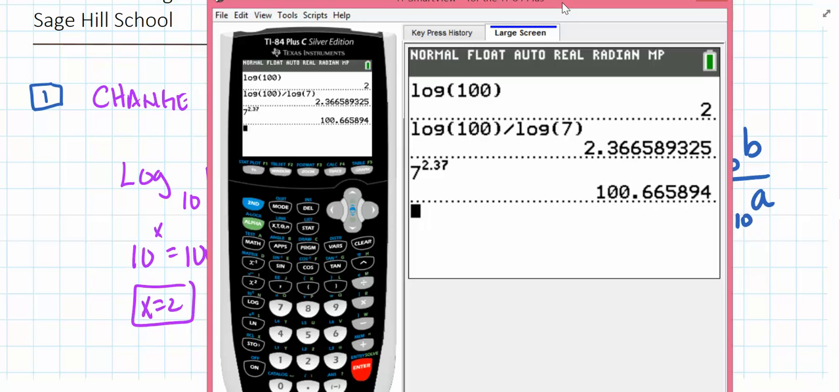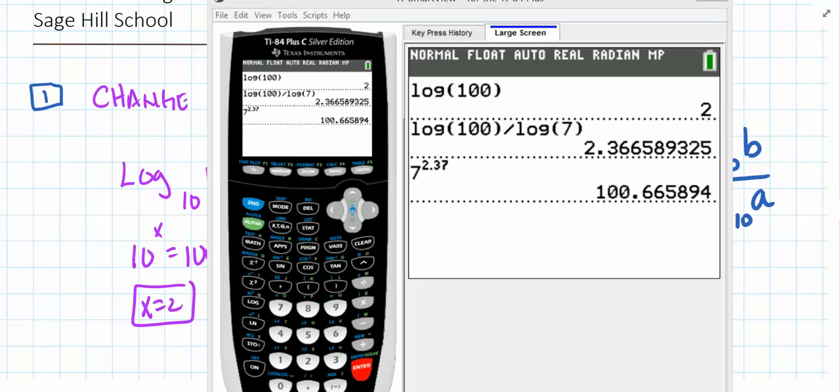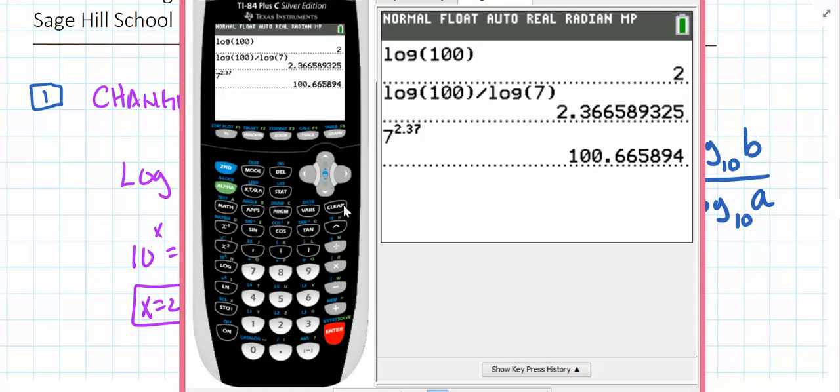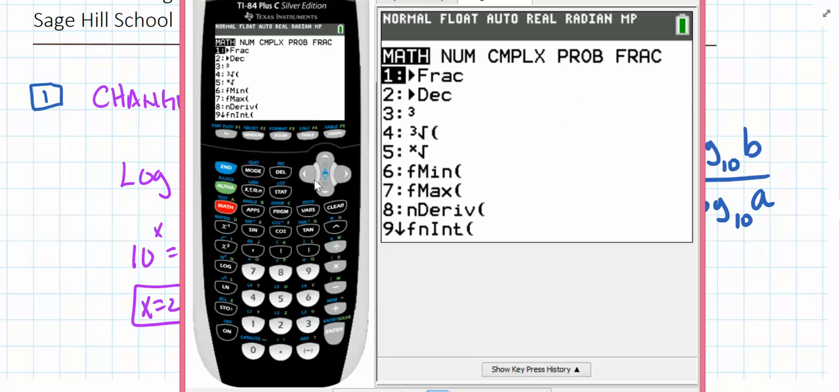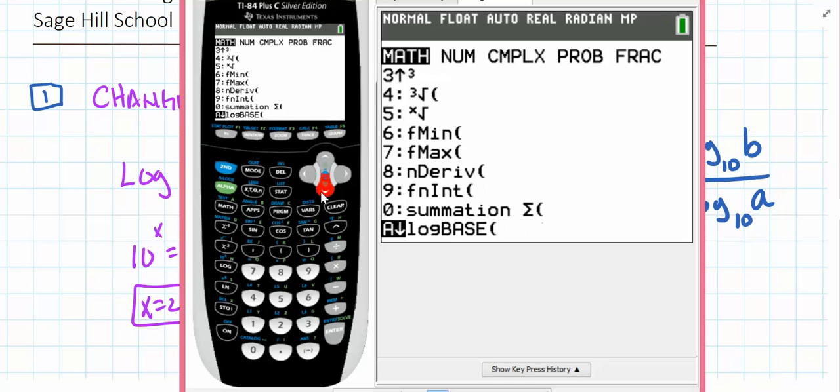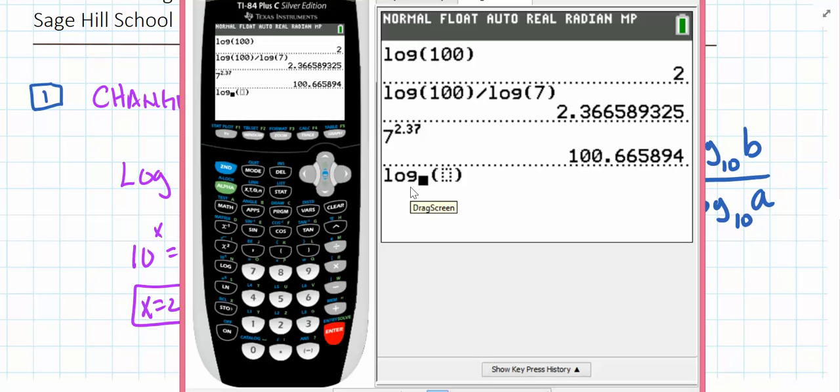Okay, this is really nice, but the cool thing about your calculator, and especially if you have this calculator here, is watch this. So I wanted to evaluate log base 7 of 100. When I push the math button, I have this underneath the math tab. If you start scrolling down, and you go all the way to option A, you'll see that it says log base, okay? So when you push that, check it out, it gives you the structure. So I could do log base 7 of 100, and of course I get the exact same answer as before.